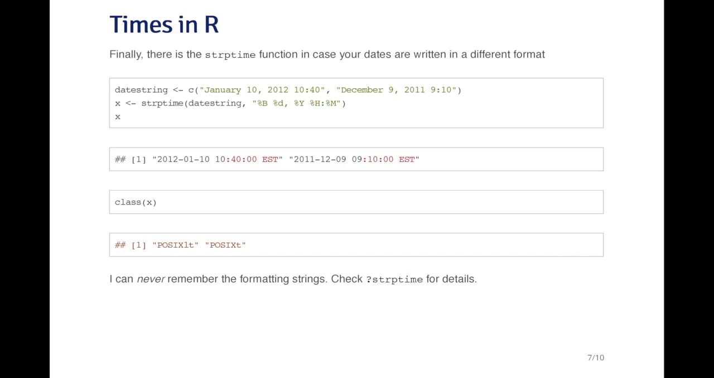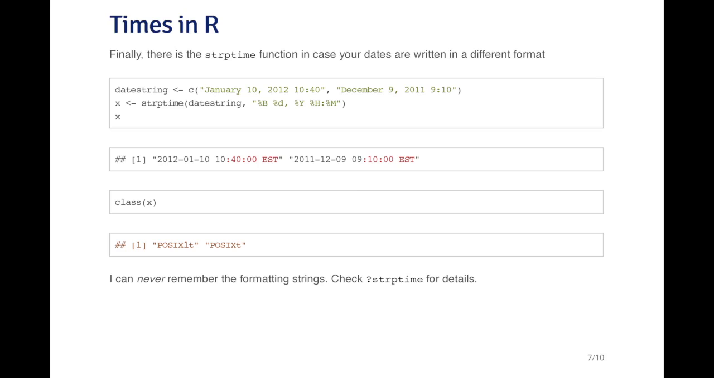What I do is I pass it the character vector, and then I pass it a format string. You'll see all these percent signs followed by letters, and you can look up what these symbols mean in the help page for strptime. So %B is the unabbreviated month name. %d is the day, then a comma, and then %Y is the 4-digit year. Then %H is the hour, colon, followed by %M, which is the minute. And so that's the format of the times here.